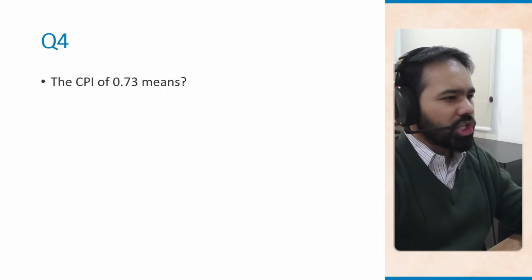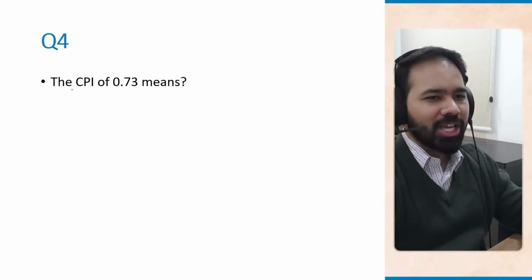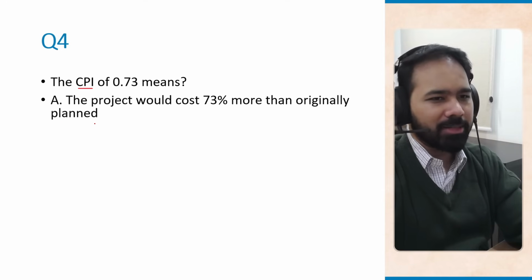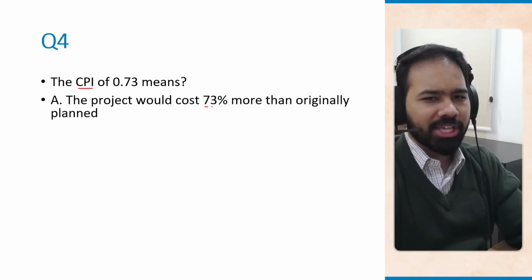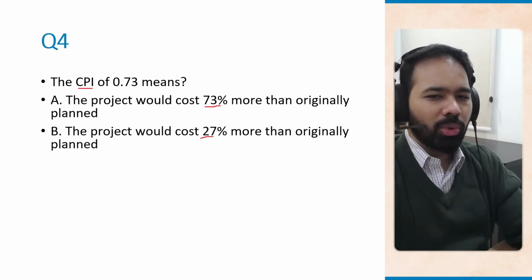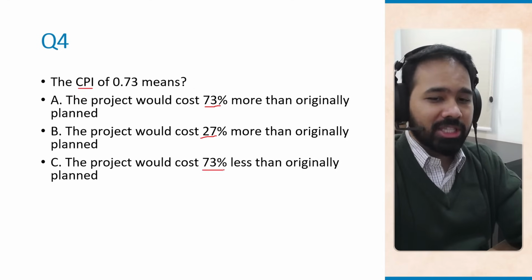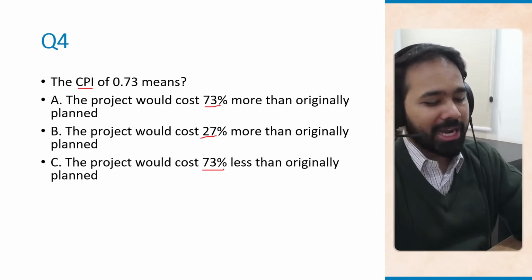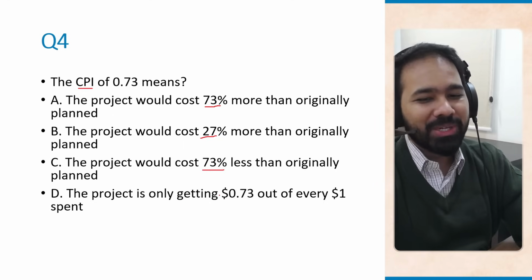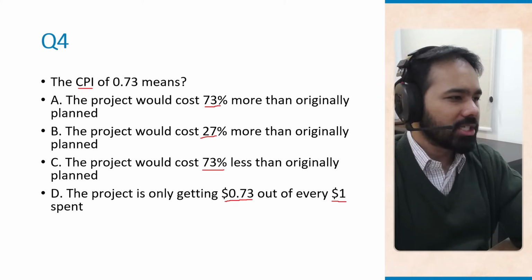Let's move on to question number 4. The CPI of 0.73 means. CPI is cost performance index. What does this mean? The project would cost 73% more than originally planned. The project would cost 27% more than originally planned. The project would cost 73% less than originally planned, or the project is only getting $0.73 out of every single dollar spent.